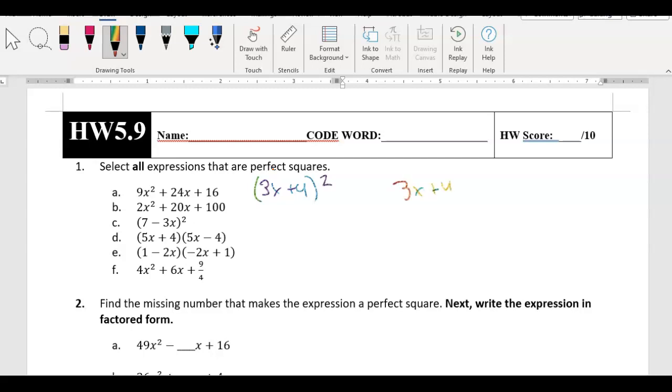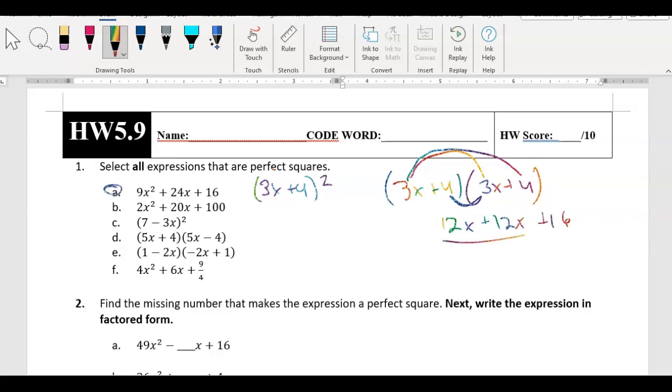So (3x + 4) times (3x + 4), does that equal 9x squared plus 24x plus 16? 3x times 3x gives me 9x squared. That checks out. 3x times 4 gives me 12x. 4 times 3x is plus 12x. And then 4 times 4 is 16. 12x and 12x is 24x. That looks good.